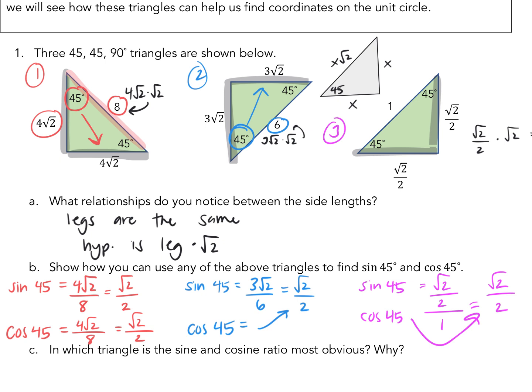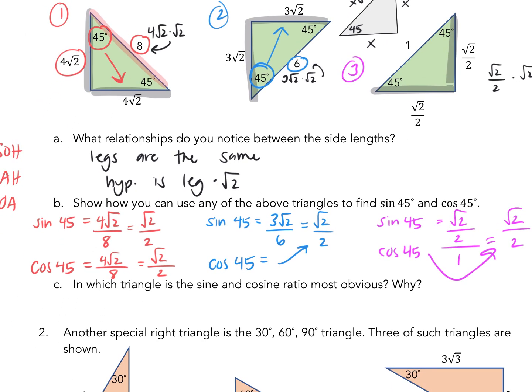Okay. Question C is just asking us, if we had to look at all three of these triangles again, which one gave us the answer the quickest? Which one was the most obvious to figure out? The last one. Why? Because we didn't have to do anything. We didn't have to simplify it, right? Because we're just dividing by 1.